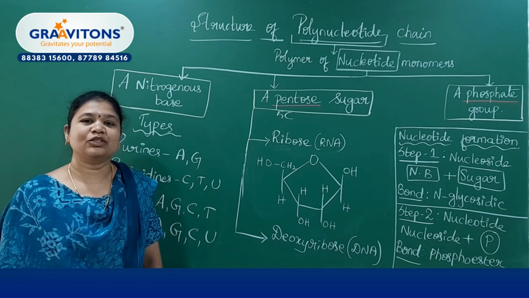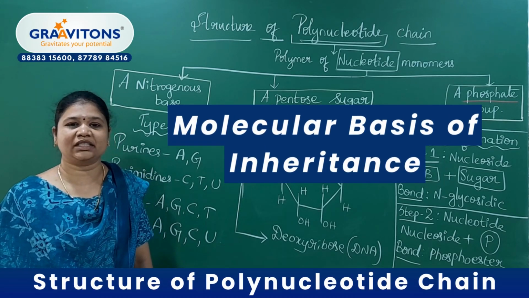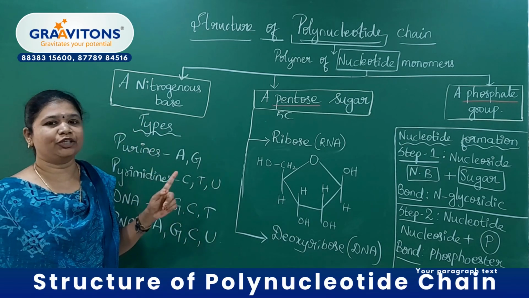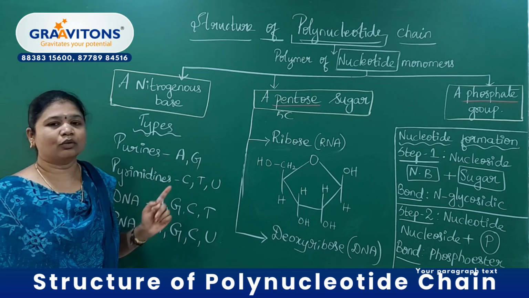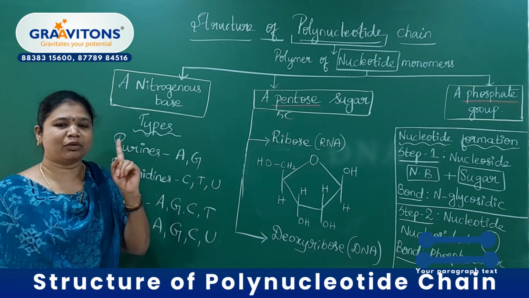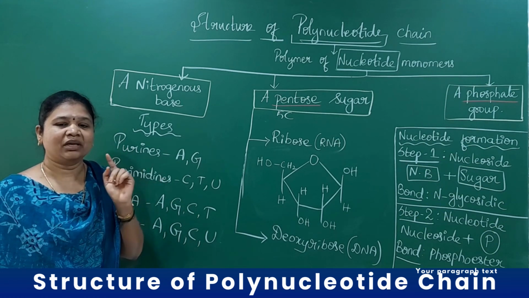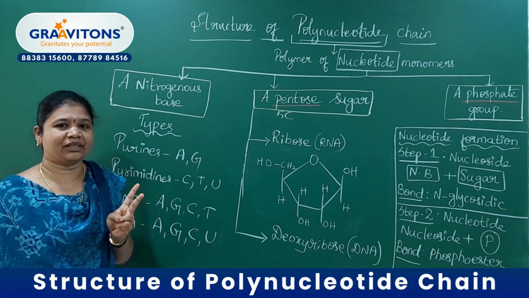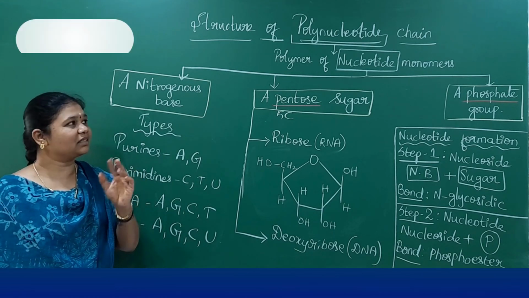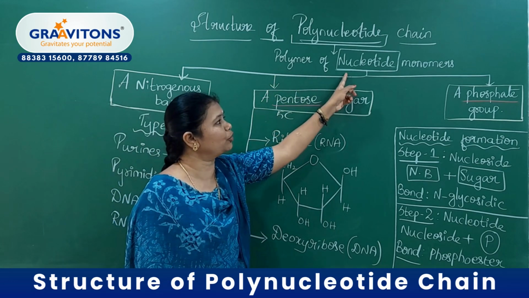Hi students, today we are going to discuss a small topic from the chapter Molecular Basis of Inheritance from class 12 biology. The topic is structure of polynucleotide chains. Two types of polynucleotide chains occur in our human body. Number 1 is DNA and number 2 is RNA. Both are nucleic acids. DNA is made up of two polynucleotide chains and RNA is made up of a single polynucleotide chain. As the name suggests, a polynucleotide chain is a polymer of nucleotide monomers.